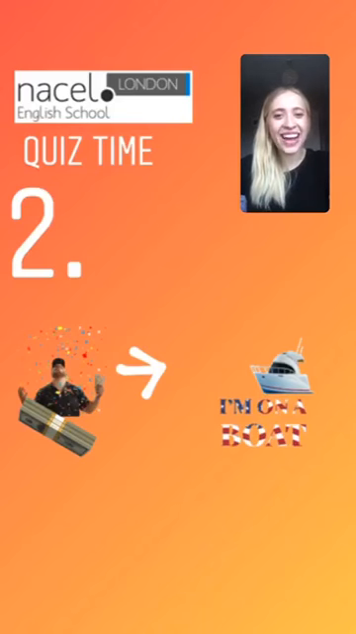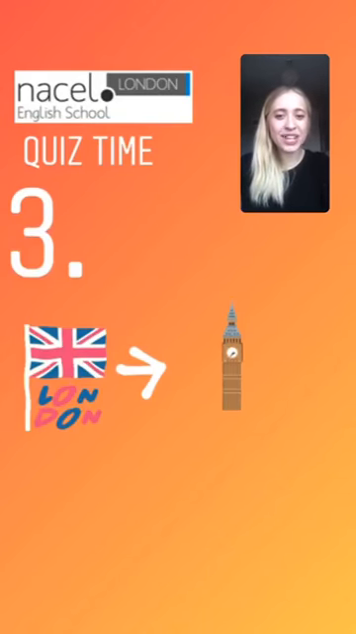Okay, and we'll have a look at number 3. You have a picture of London and a picture of Big Ben. Big Ben is a very famous attraction in London. What is your first conditional sentence? Okay, 2 sentences, one with if and one with will. I'll give you a few seconds here and then we'll have a look at the answers.